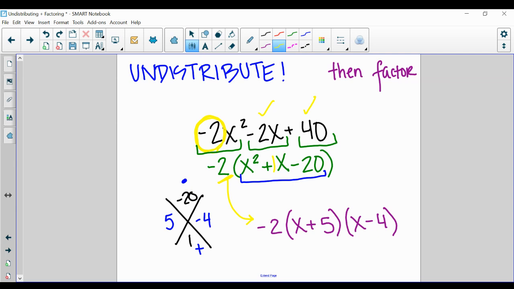So hopefully this makes sense. Again, it's taking what you already know about factoring and what you already know about undistributing and combining them.